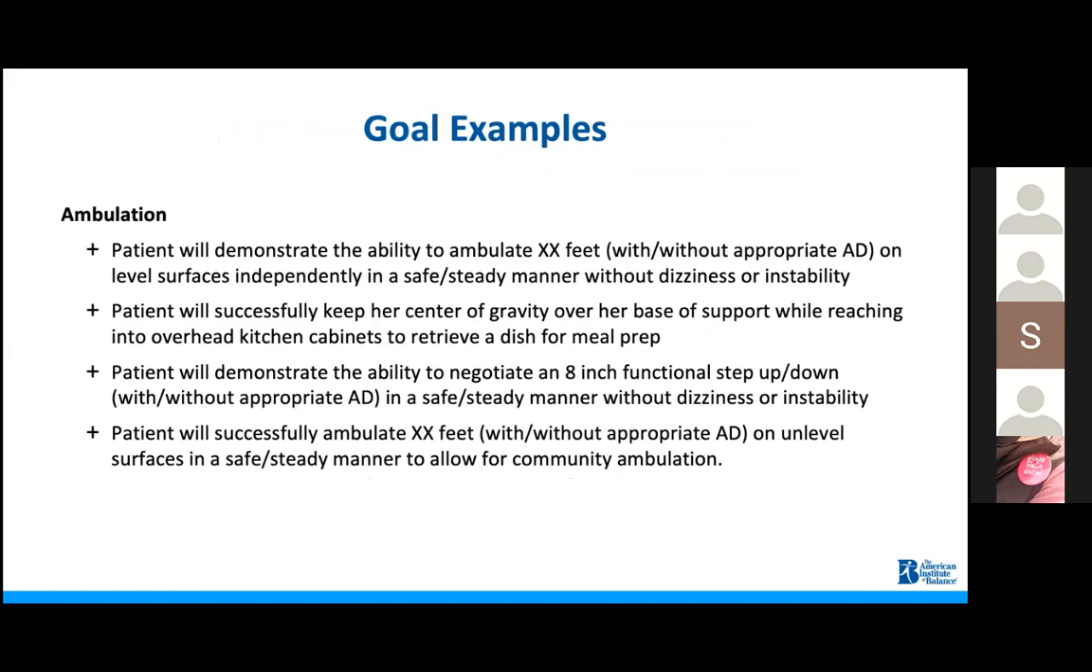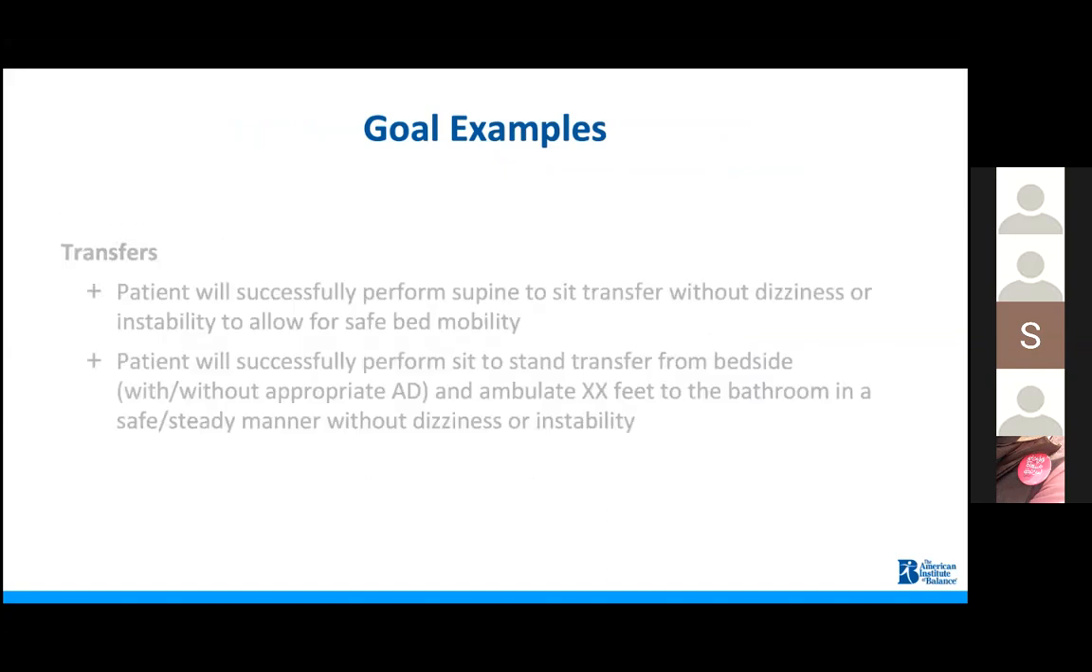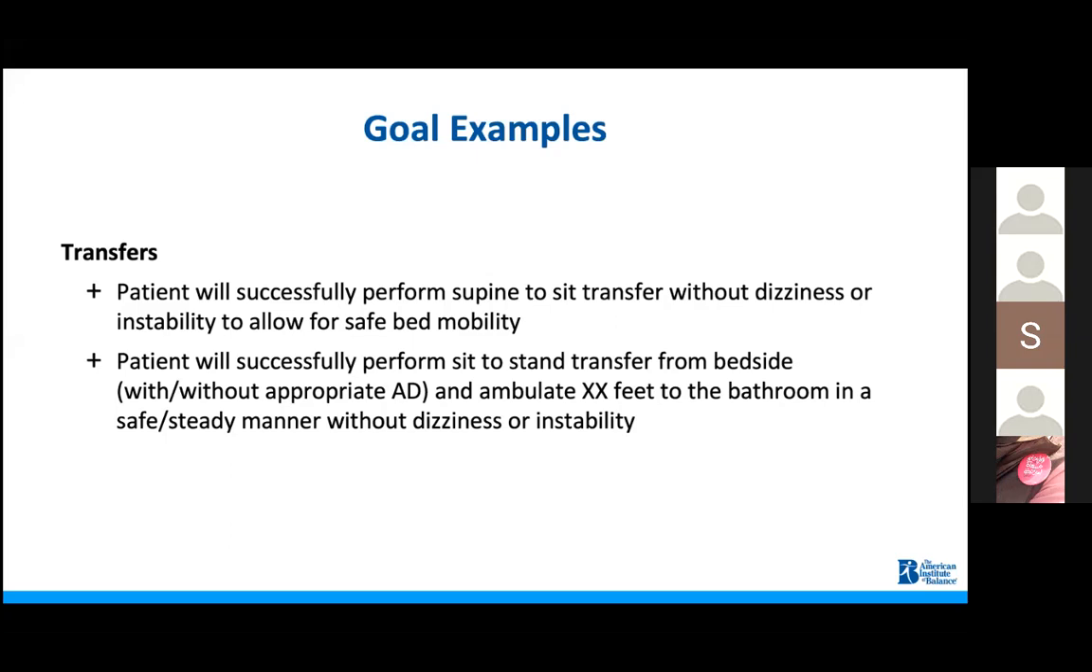So what are our goals? Here in the United States, when we develop goals for patients in therapy, they have to be specific, right? So a goal in the area of ambulation might be the patient will be able to walk. The patient will be able to keep their center of gravity. The patient will be able to reach for an object in their cabinet and maintain their balance. They'll be able to transfer, get on and off the toilet, get in and out of bed. These are all very important real-world goals.